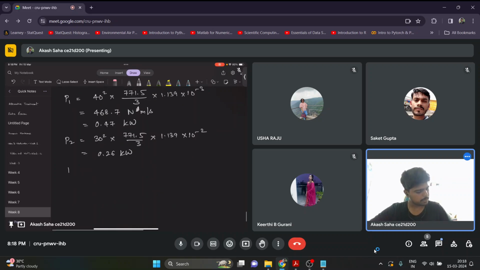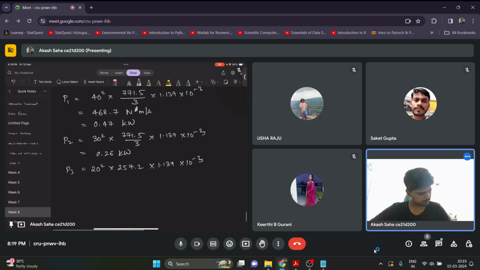And the last one, P3, will be 20 square into 25, that is 771 by 3, which is 257.2, into 1.139 into 10 to the minus 3. So it will be equal to 0.12 kilowatt. So like that we can get all the power requirements.